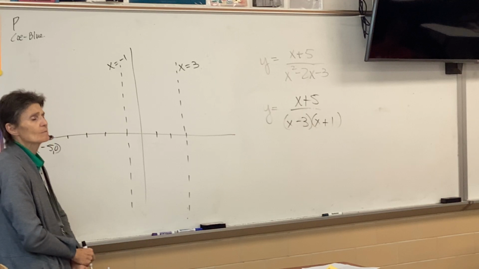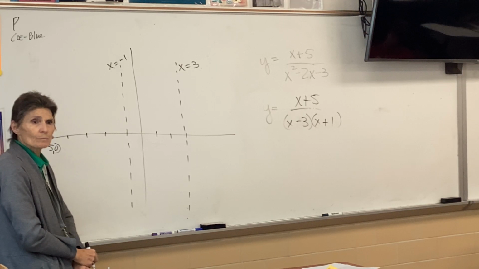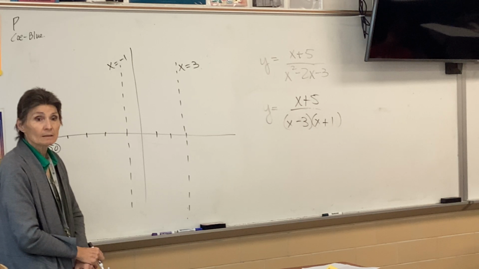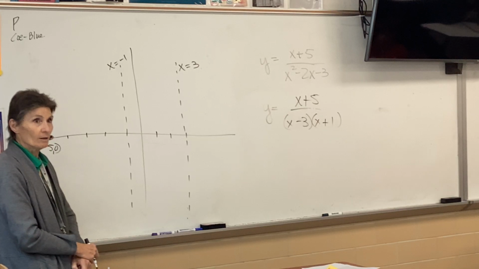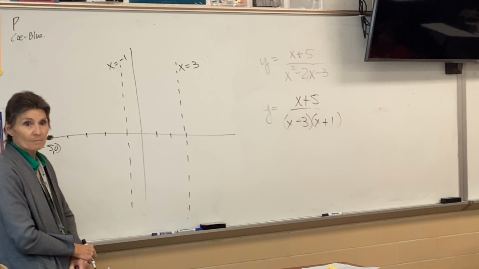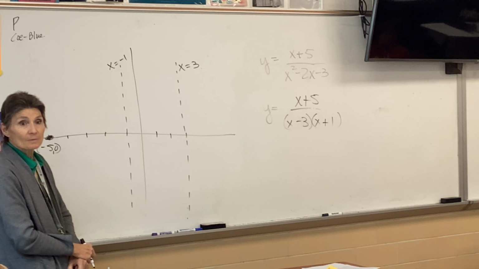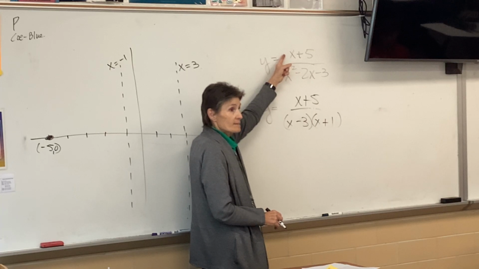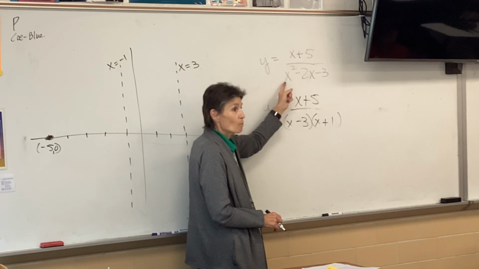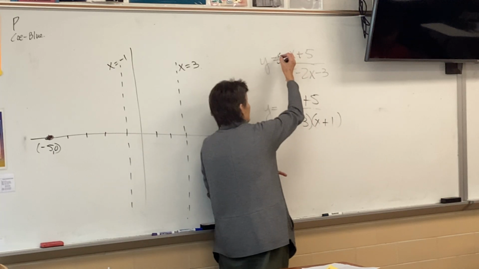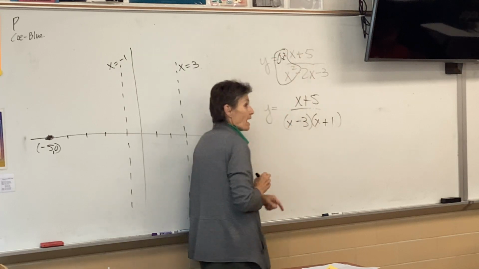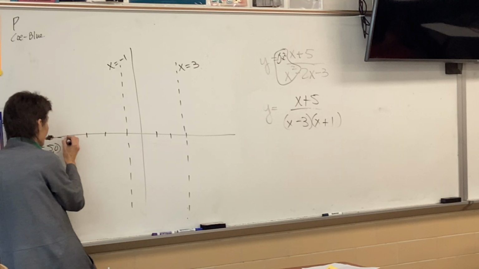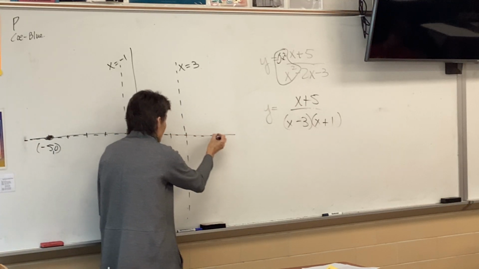Yeah, anything else? What about the horizontal asymptote? Where does that go? 0. Chase Nichols, why is it 0? Because you can't have the top lower than the bottom. There's no x squared on the top. See that? I can't box because there's no match. There's no x squared up there. So that means exactly what he said. That means your horizontal asymptote is at y equals 0.